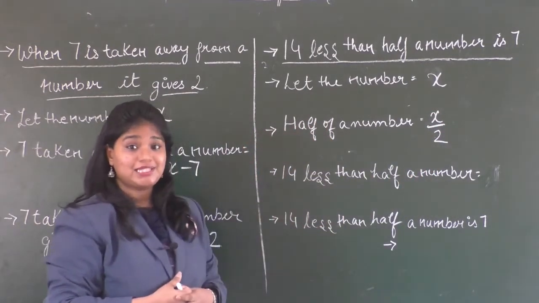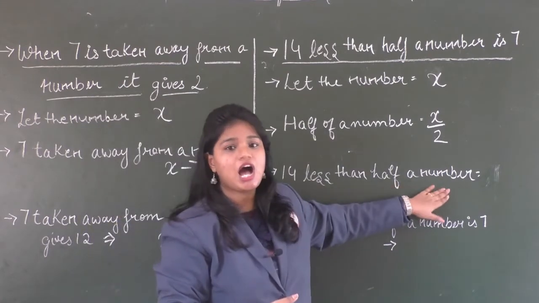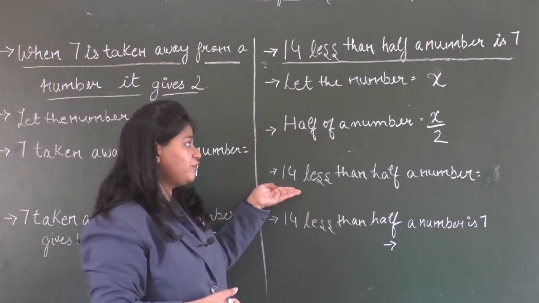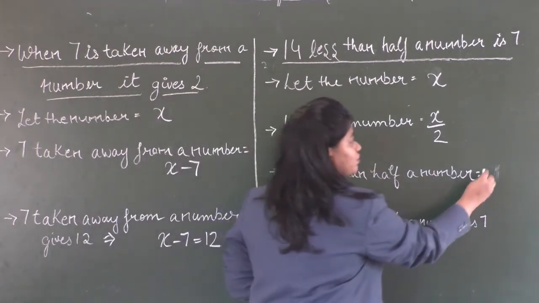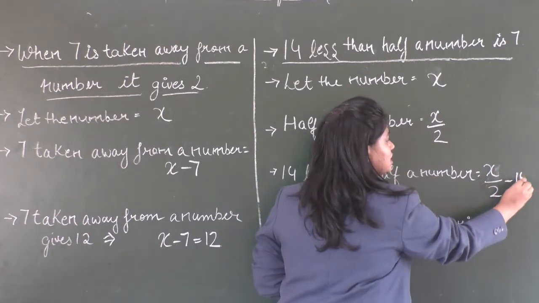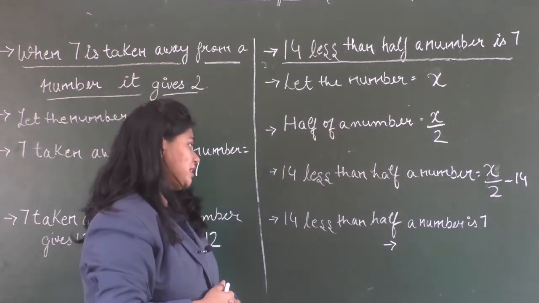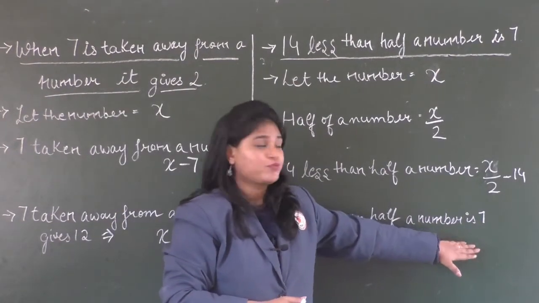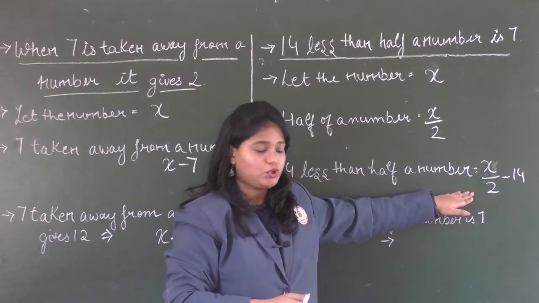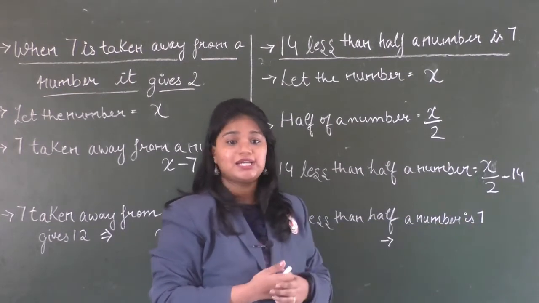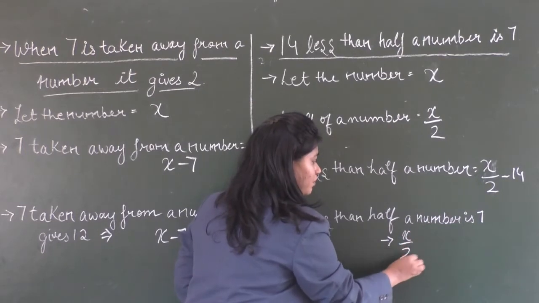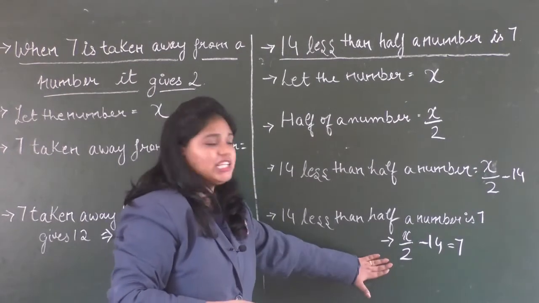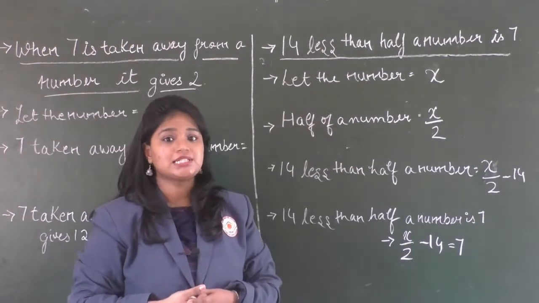Now the third step, it says that 14 less than half of a number. So less than means we will have to subtract 14 from x by 2. So it will be x by 2 minus 14. Now the last step, it says that 14 less than half of a number is 7. So we already have x by 2 minus 14. So we have to write equal to 7. So it will be x by 2 minus 14 equals to 7. So this is the linear equation for this particular statement.